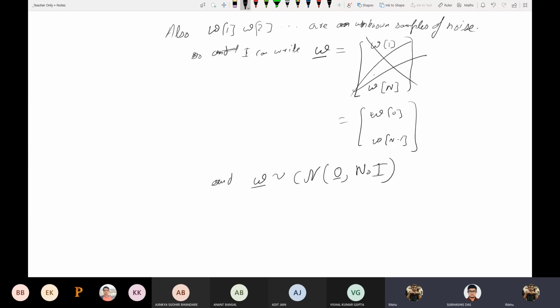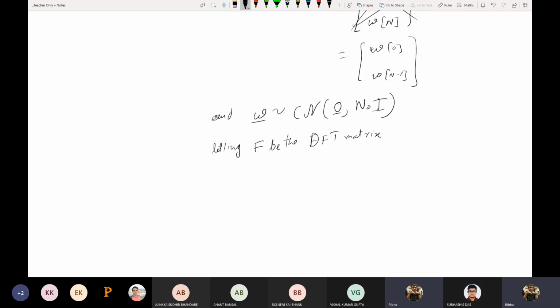And now, letting F be the DFT matrix. In your DSP course, have you looked at the matrix interpretation of the DFT? Yes, sir. So there is something called the DFT matrix. Okay, great.